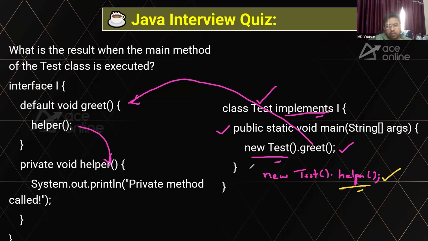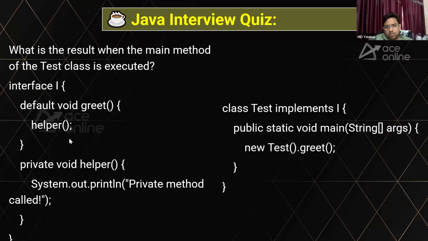Because it's a private method, right? I cannot call it from outside, even though it's a child class. Even though it's a child class, we cannot access a private method outside the class, not even inside the child class. Okay, so that way you can see here that the output is private method called.